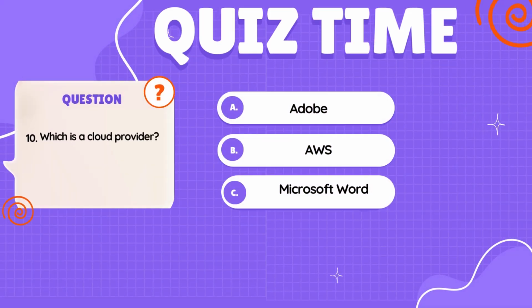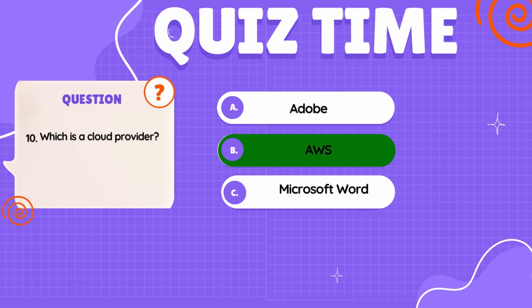Which is a cloud provider? A. Adobe. B. AWS. C. Microsoft. The correct answer is B. AWS, Amazon Web Services.